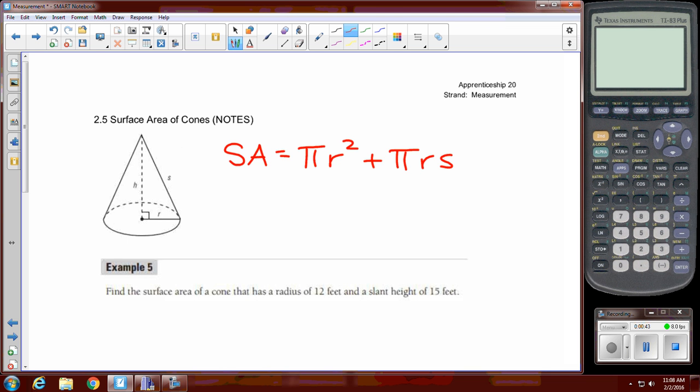And again, this looks similar to the surface area for a cylinder, where the cylinder had a pi r squared and a 2 pi r h, but this has this part, which we should recognize as the area of a circle. So this is the circle base. So if we're finding the surface area, this is telling us the area of the base of this cone. And this right here is telling us all that stuff wrapped around the circle, or it's basically telling us our lateral area.